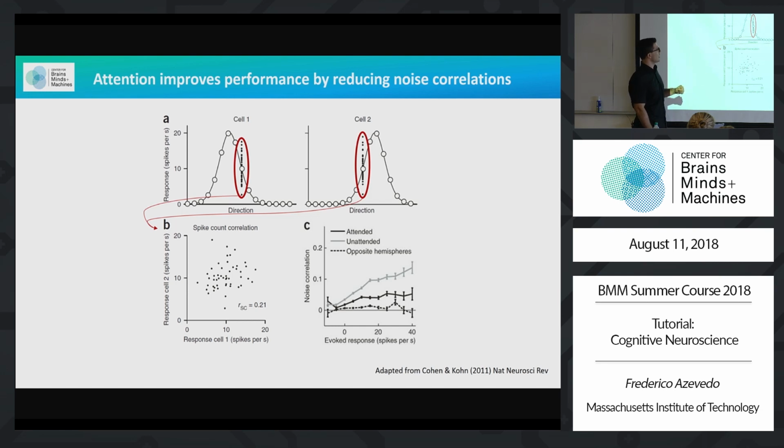In this case, if you take 2 cells, you can see that when the monkey is not attending, there is a correlation in this variability. And you can see that there is a correlation here. And what attention does is that it decouples the 2 cells, and basically there is a decrease in this correlation of the neuronal noise, which are the noise correlations. And you can see a summary of this effect in C.